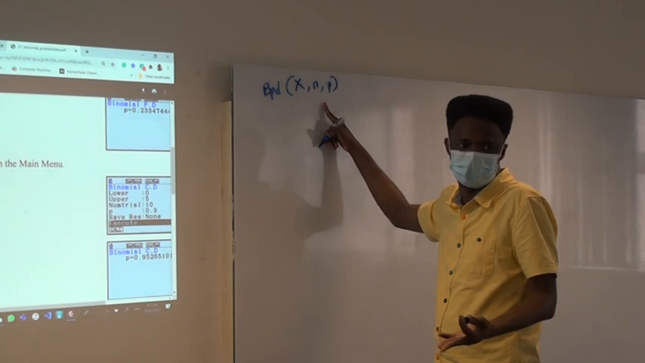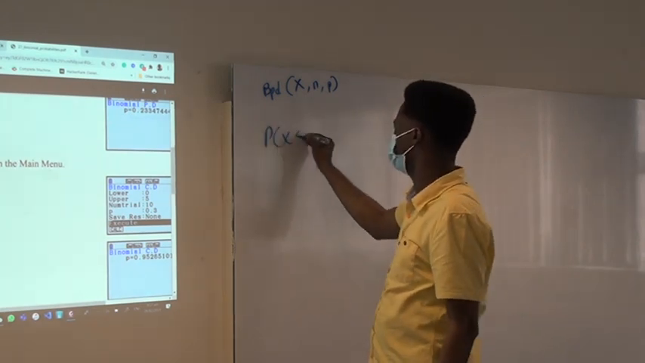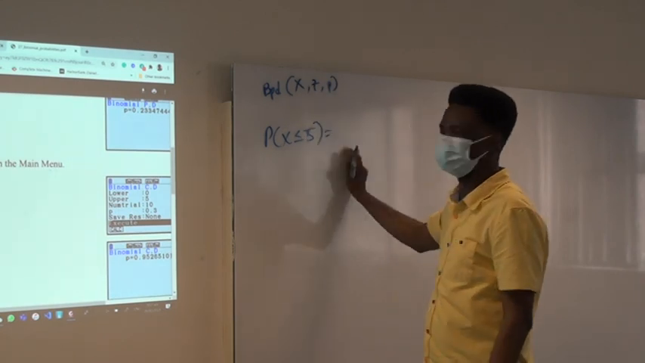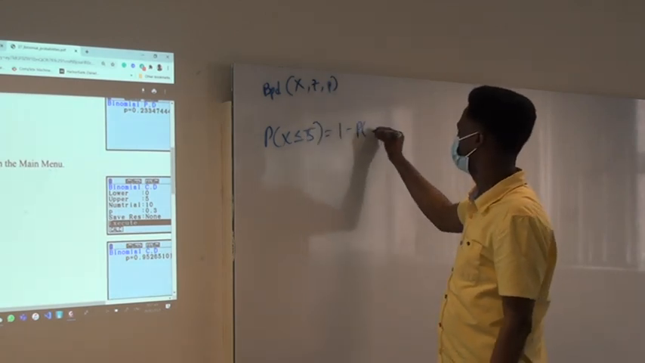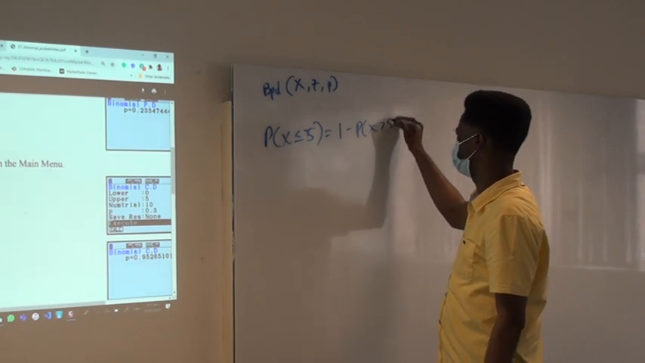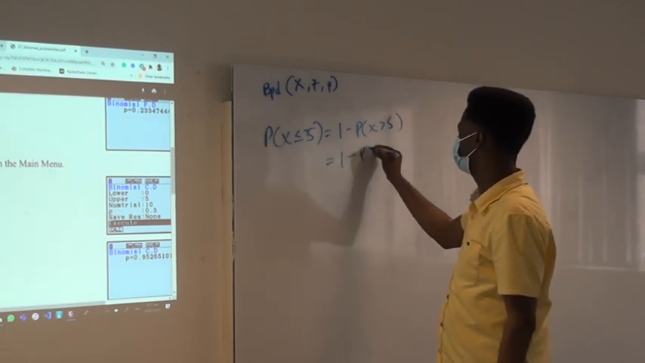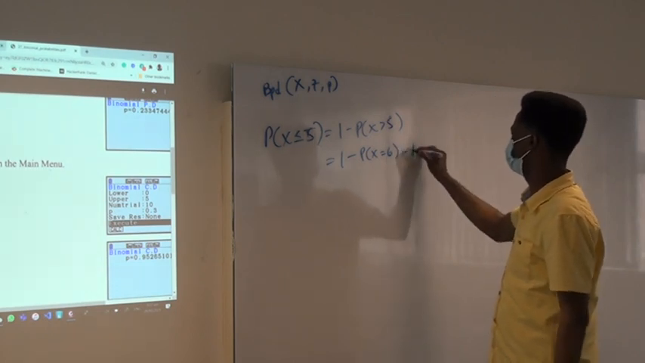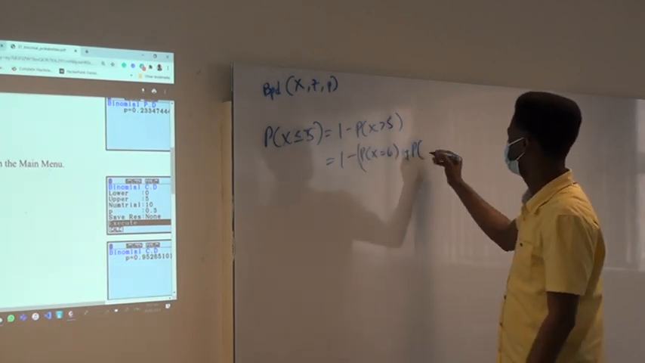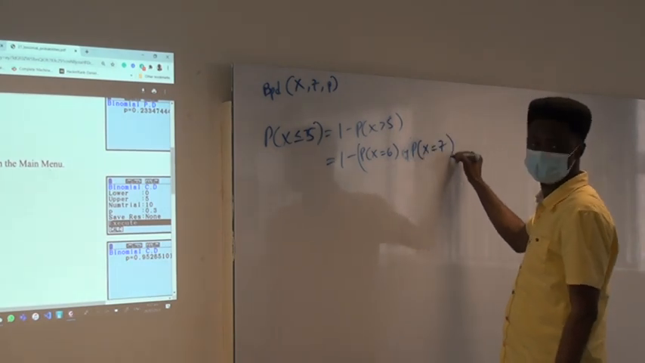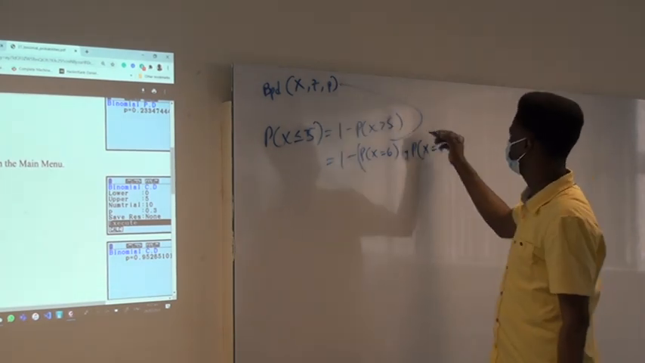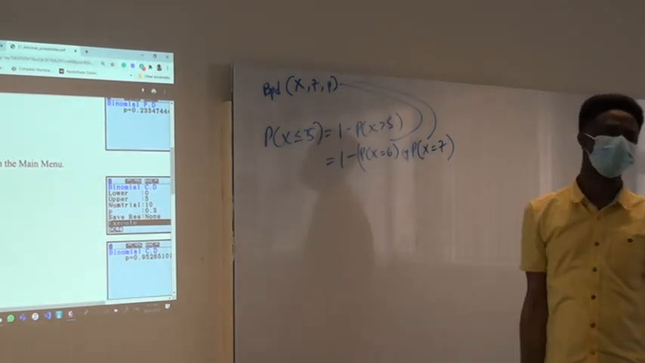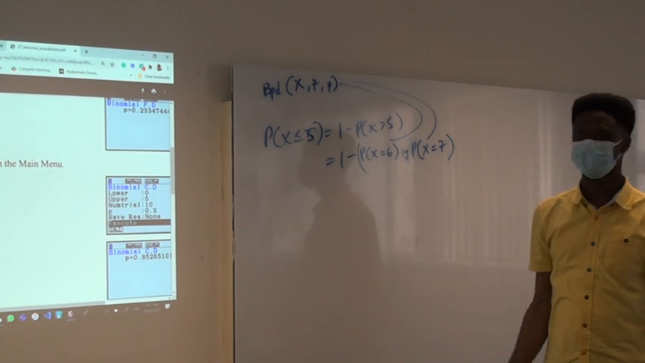So if you are dealing with 7, for example, the probability that x is less than or equal to 5, and the number of trials is 7. So this will be 1 minus the probability that x is greater than 5. So which is 1 minus the probability of x is equal to 6 plus the probability of x is equal to 7, isn't it? So you might want to do this twice if your calculator can't do the BCD. Okay, you do that twice.